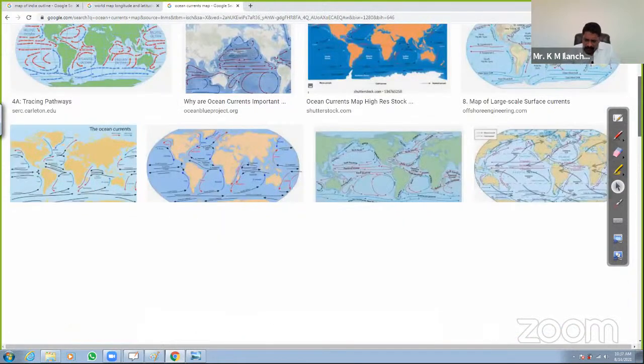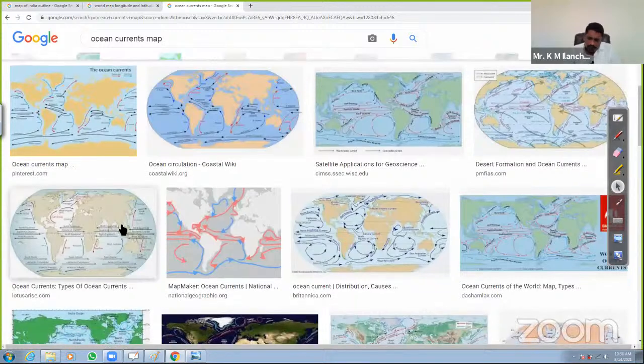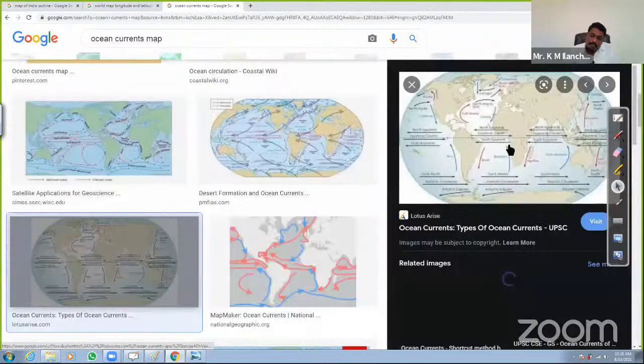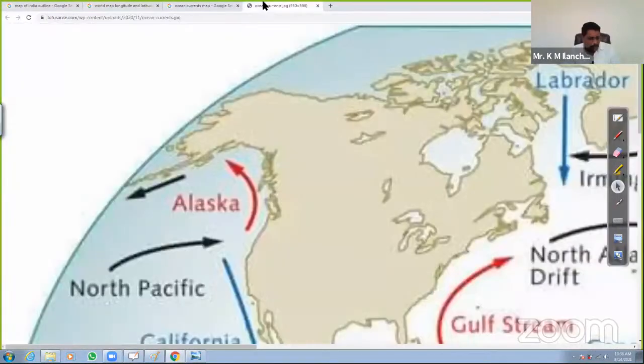Now, my dear friends, just try to open this ocean currents map. Randomly, I'm just opening some ocean currents map here.